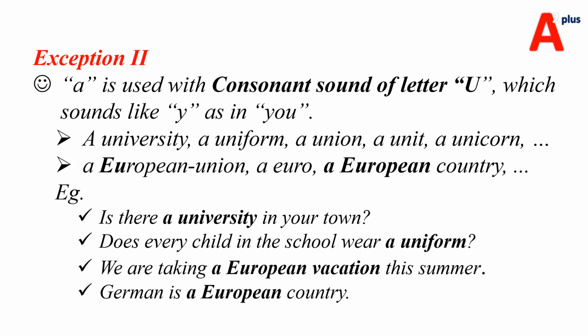So we say a European Union, a European country, a euro. E u is a vowel letter, but the sound is y. Either a university in your town. Does every child wear a uniform in school? We are taking a European vacation this summer. Germany is a European country.